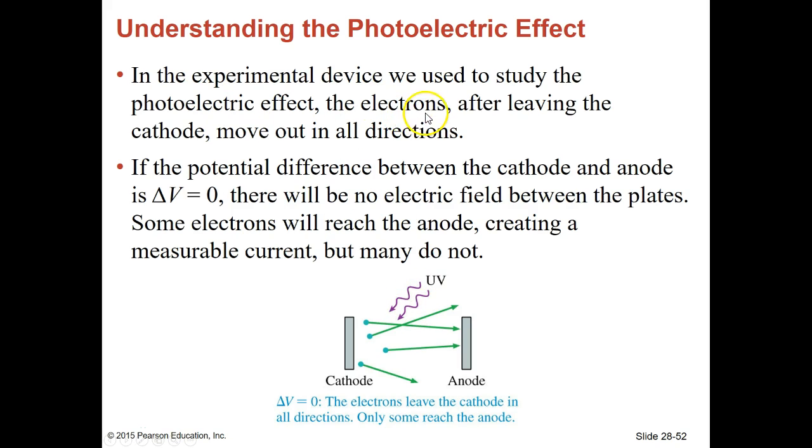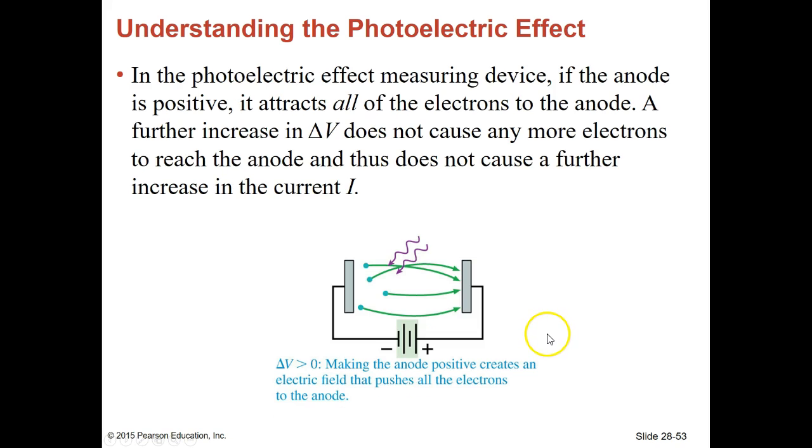So in the experimental device we used to study that photoelectric effect, those electrons, after leaving the cathode, move in all kinds of directions. And we want them to hit that anode, and if the potential difference between the two is equal to 0, there's no electric field between the plates. So some of the electrons will reach it, creating a measurable current, but many of them do not hit it.